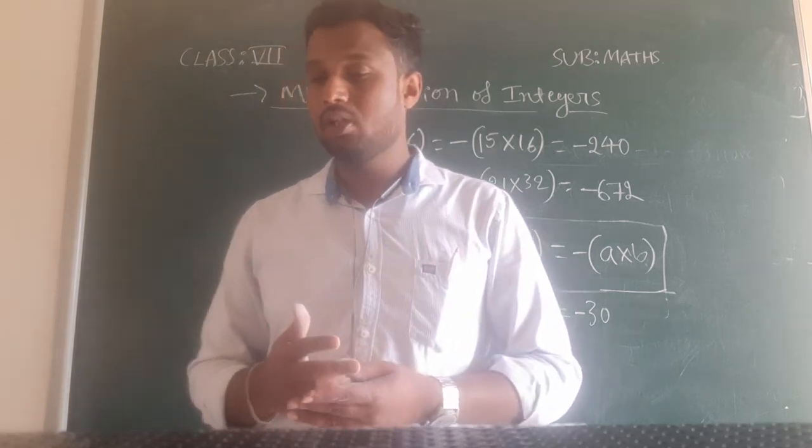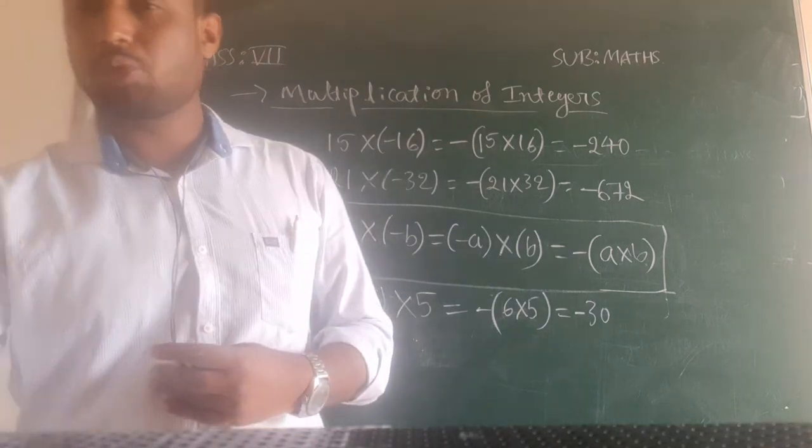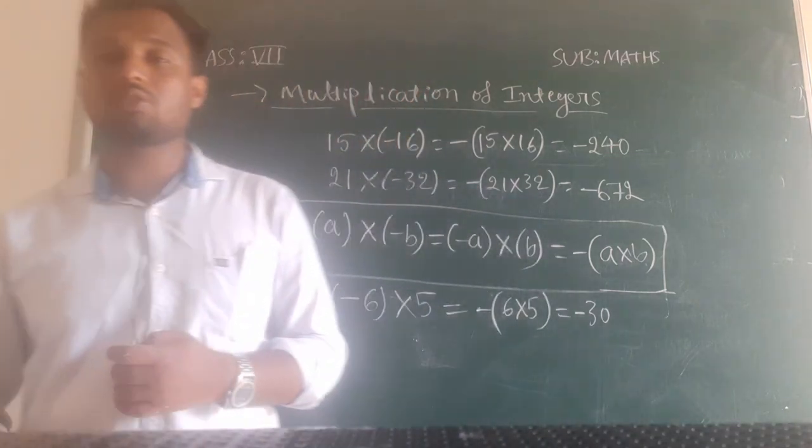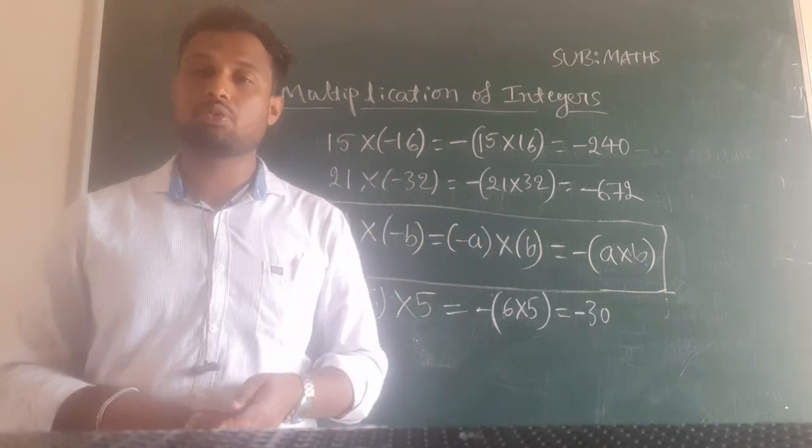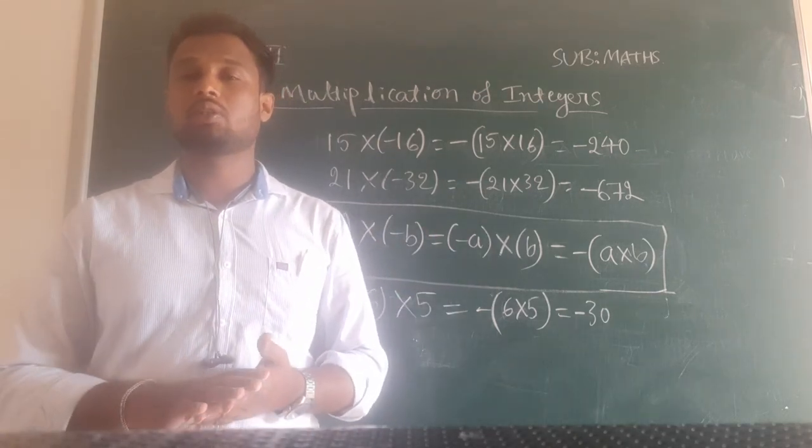So today's homework: just solve and try these problems. The questions are given directly. Solve those questions where you have only one negative integer and one positive integer. Just multiply those things. Okay.